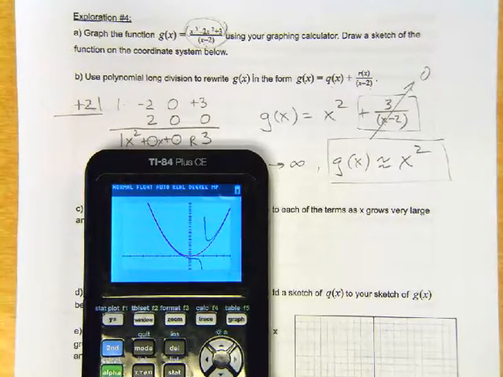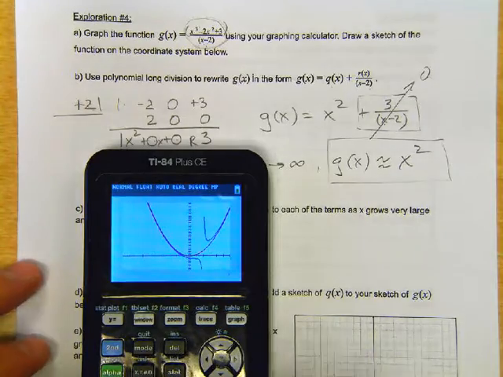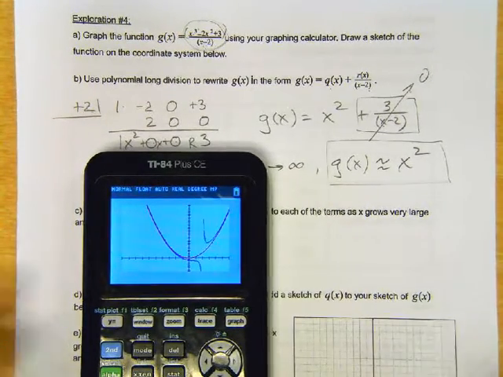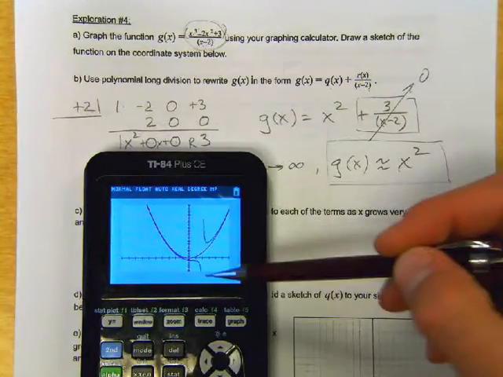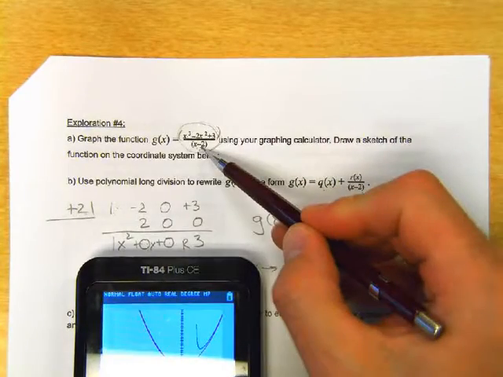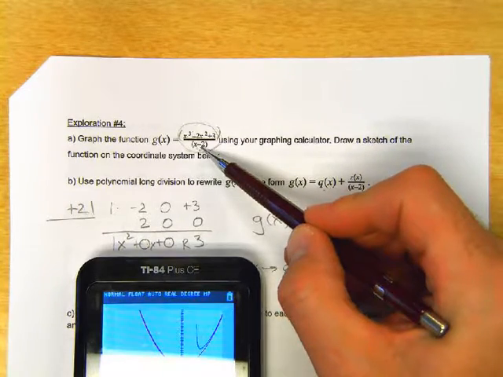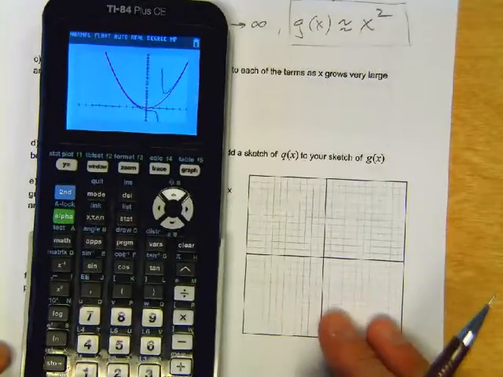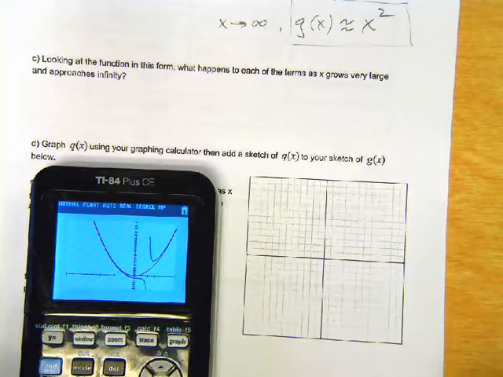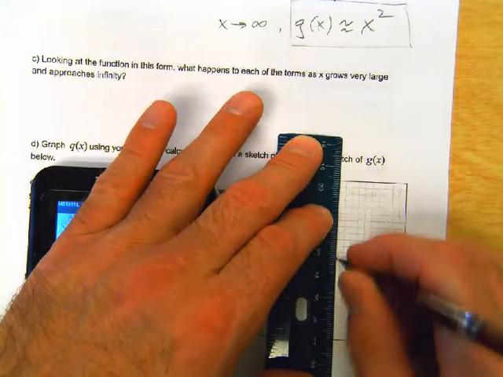Let's see if we can make a graph of this. First of all, are there any vertical asymptotes? No. It looks like there's one here. Are there any roots in the denominator that cause it to be 0? 2. So there's a vertical asymptote at 2. So 1, 2, vertical asymptote there.